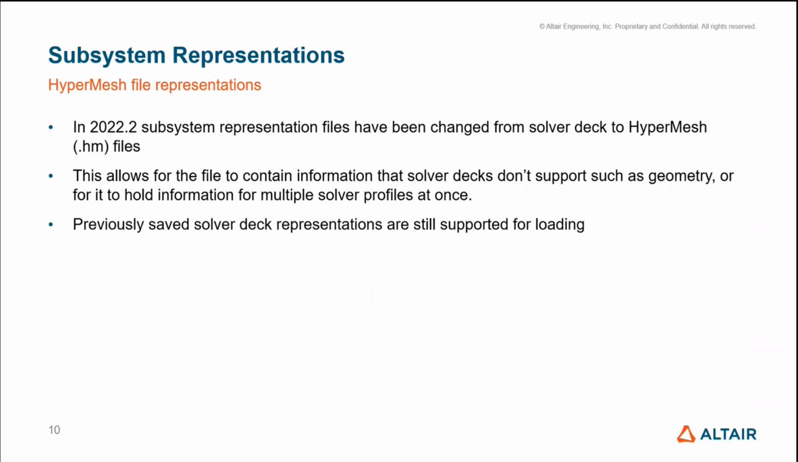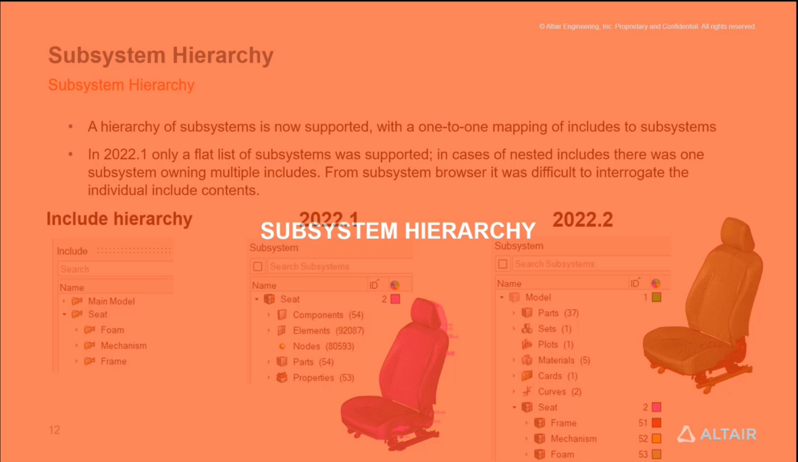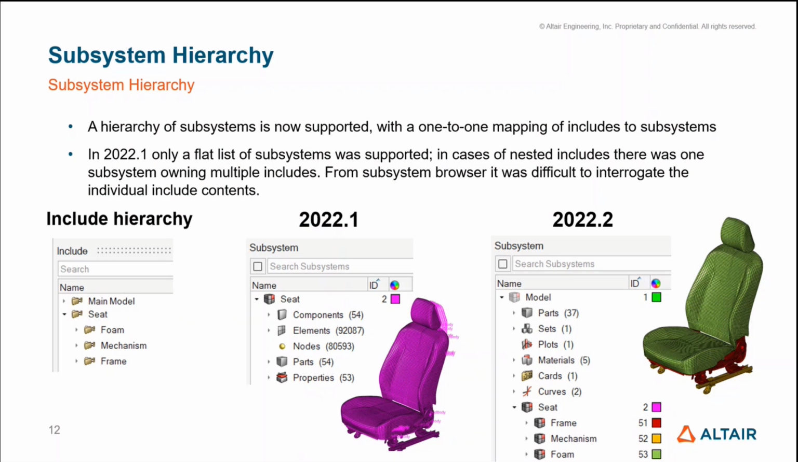Any previously saved solver deck representations, either in the library or locally, can be added and loaded into hypermesh. That's still supported, but anytime you save a deck going forwards, we will now write a hypermesh file. And one of the reasons the hypermesh binary file is important is for this other new support that we've introduced for 22.2, which is a subsystem hierarchy.